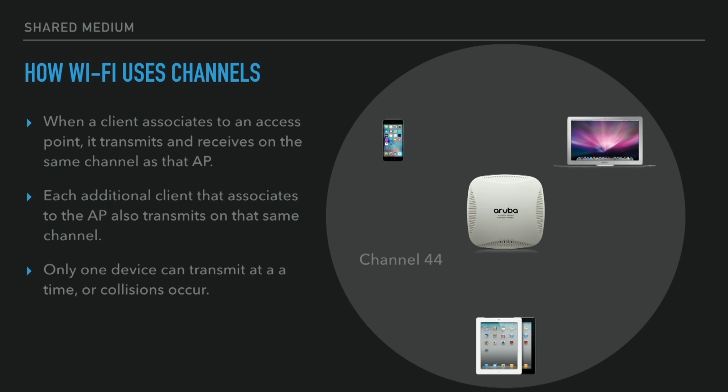Wi-Fi uses channels in kind of an interesting way. When a client associates to an access point, that means essentially joining the network at that access point, that client transmits and receives on the same channel as that access point. So if my access point is on channel 44, the clients that join it also join channel 44. Every additional client that associates to that access point also transmits on that channel. And here's one of the key pieces when you think about Wi-Fi troubleshooting and Wi-Fi design: only one device can transmit at a time. It's a shared medium.